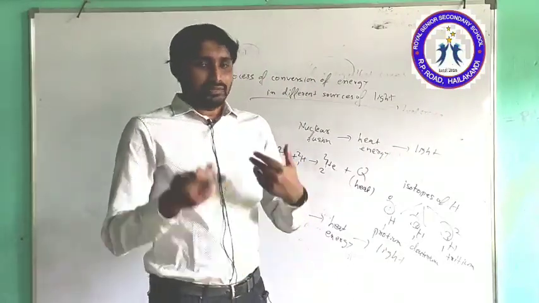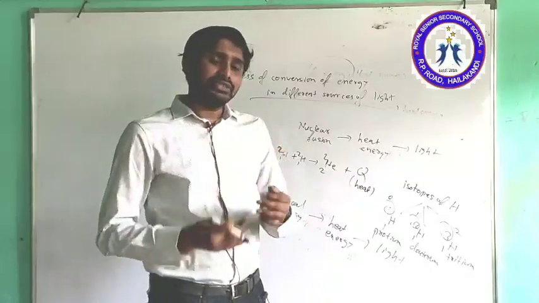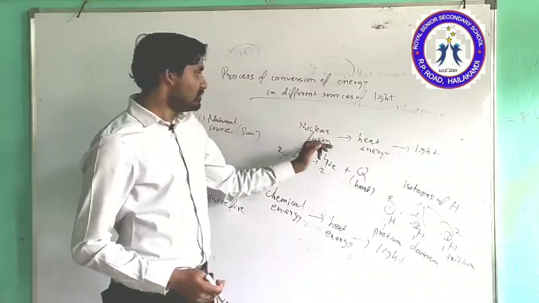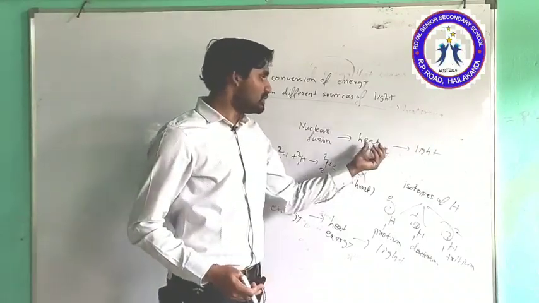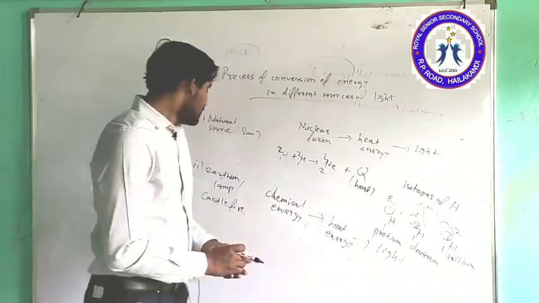All of a sudden we are not getting light; it must have been converted from some other form of energy. Like in the Sun, from nuclear fission reaction to heat energy to light energy. Here, from chemical energy to heat energy to light energy.